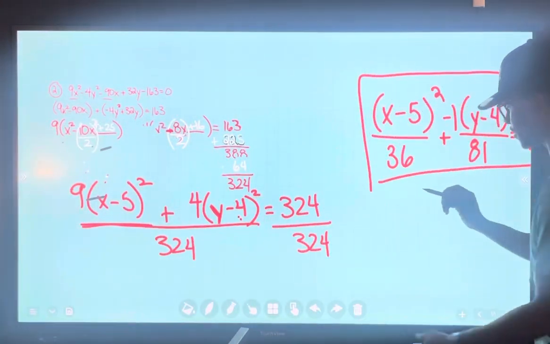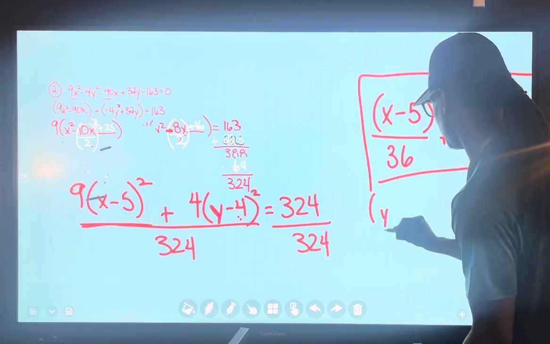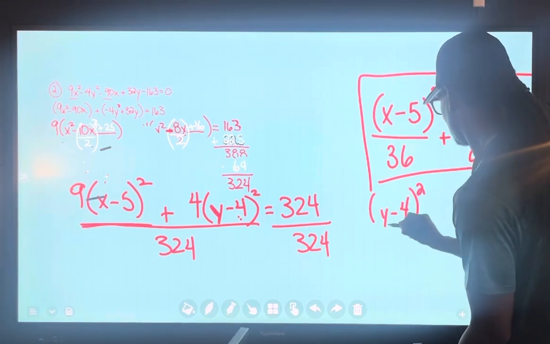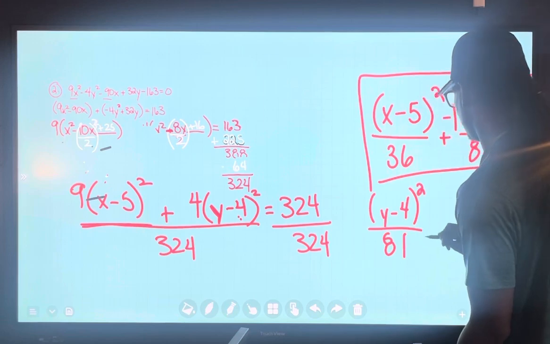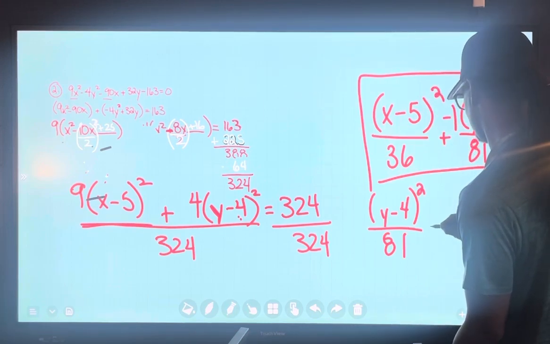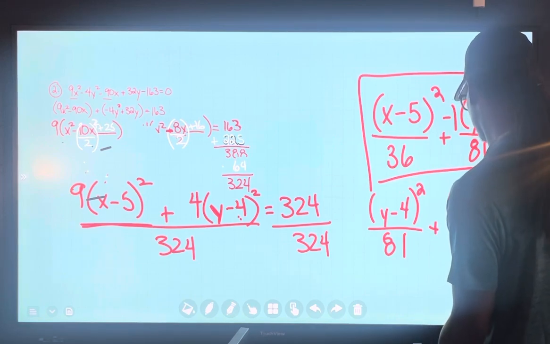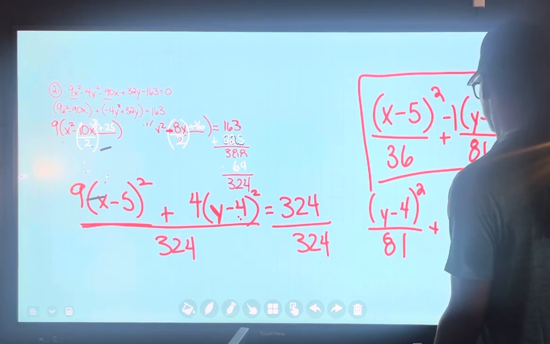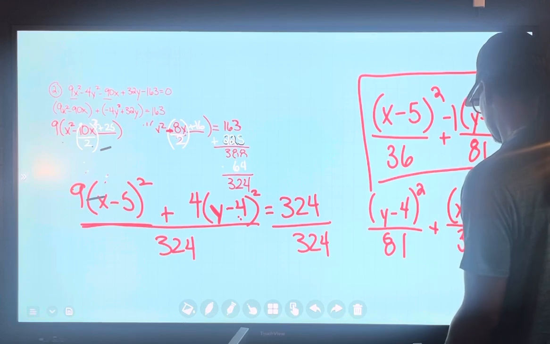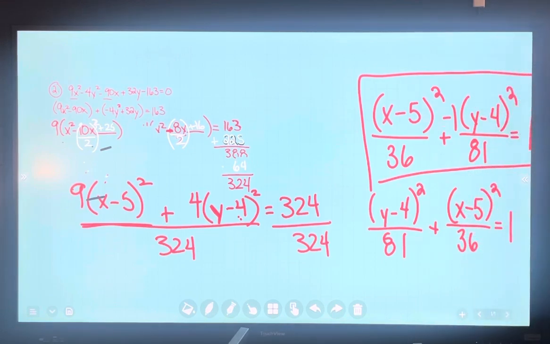So in conclusion, this equation should be like this. y minus 4 squared over 81 minus, it's actually subtract, x minus 5 squared over 36. That's how it's got to be.